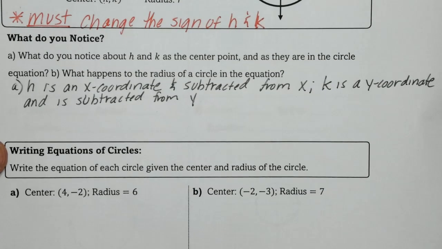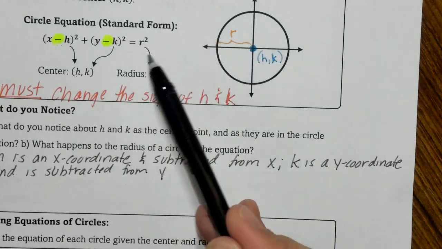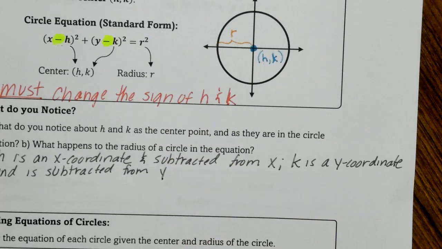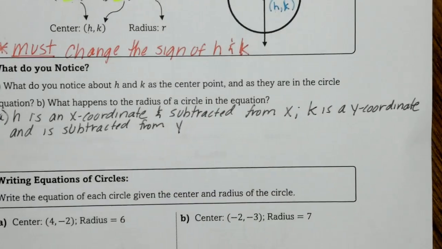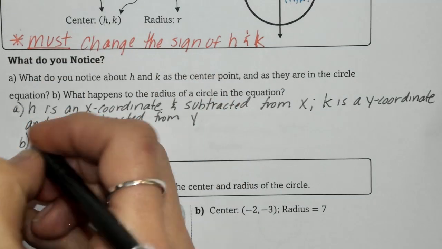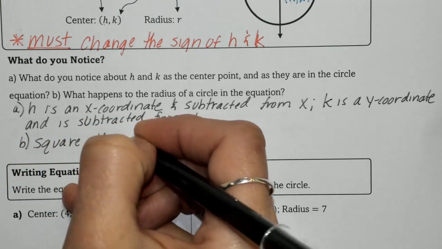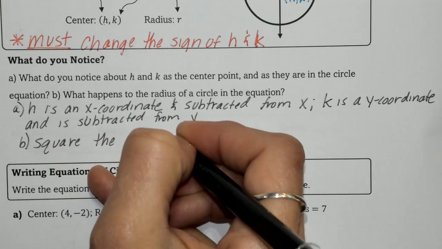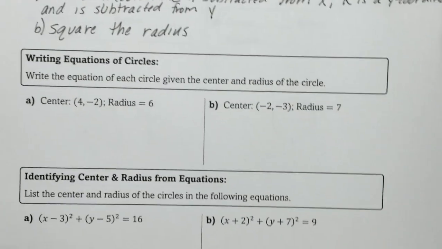B is asking what happens to the radius of a circle in the equation. So you have the radius, you count this. What happens once we put it into the equation? Well, that's where that squared is very important. So B, real short and sweet: square the radius. Get that finished and then move on to the equations.